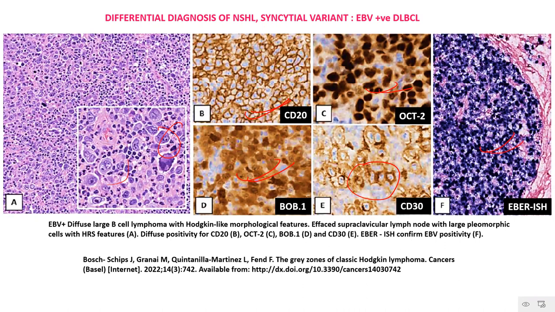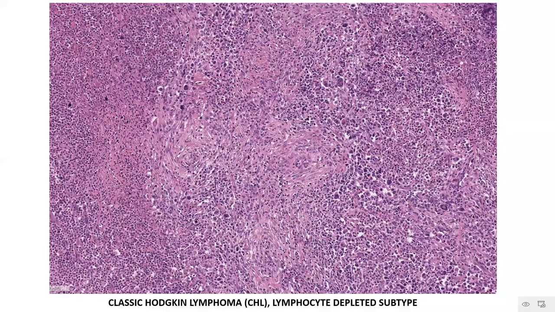And because these are EBV associated, in situ hybridization will show a strong nuclear positivity for EBV RNA. The last category of classic Hodgkin lymphoma is really very uncommon. In fact, the only group of patients in whom this particular subtype might be seen will be the immunodeficient patients, especially those having HIV. So in the West, it accounts for less than 1% of the cases of classic Hodgkin lymphoma.